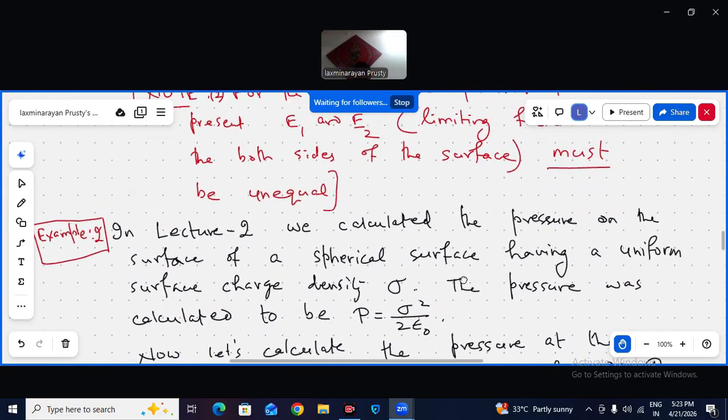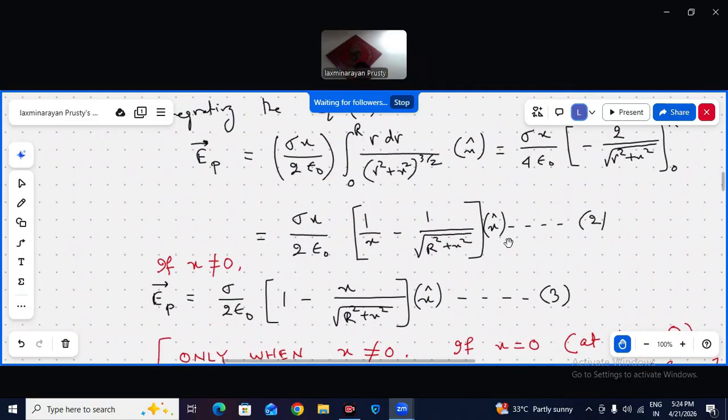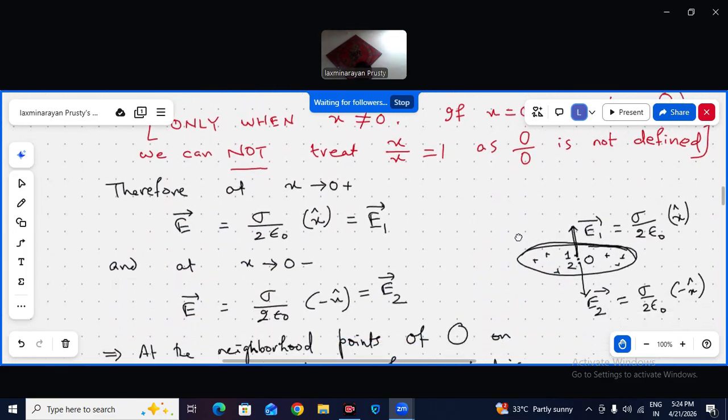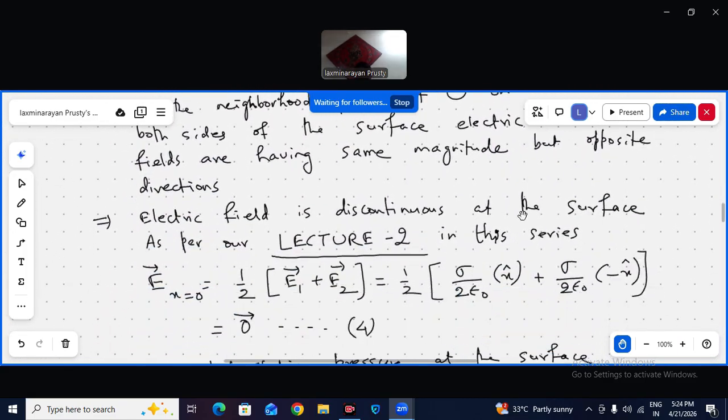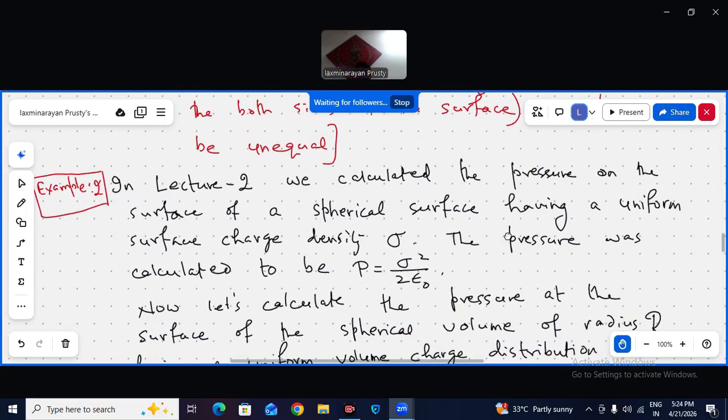Okay, is that clear? Why did I tell you this? Because you always cancel x by x. Before cancelling numerator and denominator, make sure that they are not 0. This is the major mistake we make in many of these situations. Now let us go to example 2.